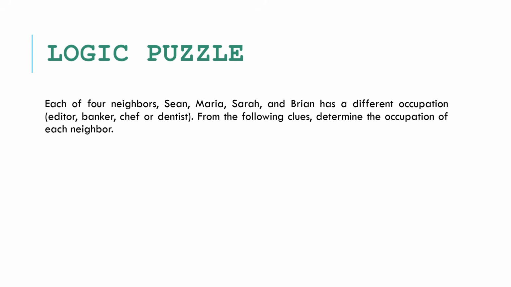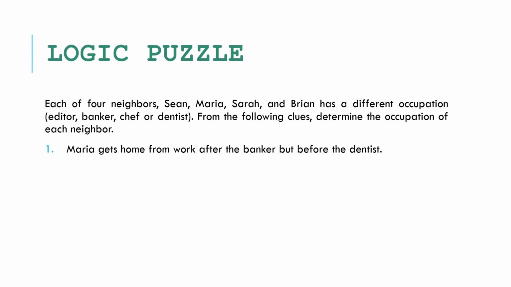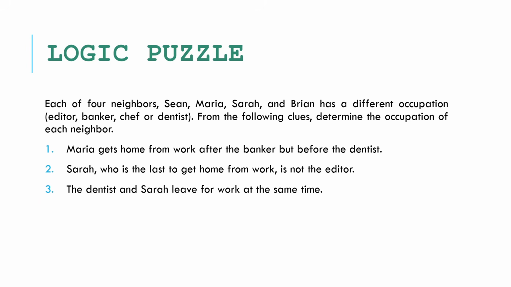So we have four neighbors. We have Sean, Maria, Sarah, and Brian. And each of our neighbors has a different occupation. So from the following clues, we need to determine the occupation of each neighbor. Now, first clue that we have, Maria gets home from work after the banker but before the dentist. Second clue is Sarah, who is the last to get home from work, is not the editor. Third clue, the dentist and Sarah leave for work at the same time. And our last clue is that the banker lives next door to Brian.